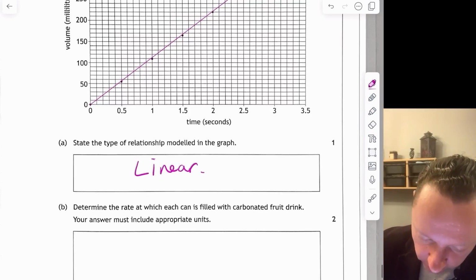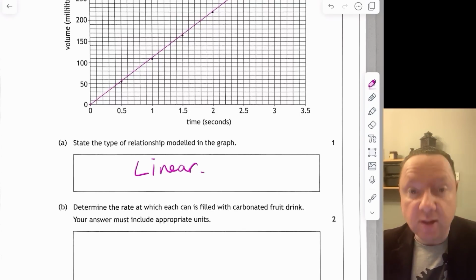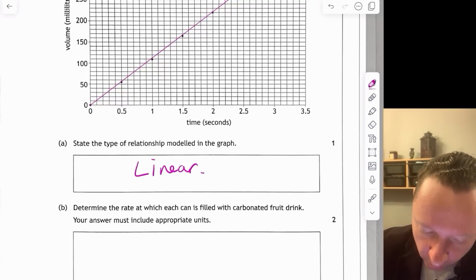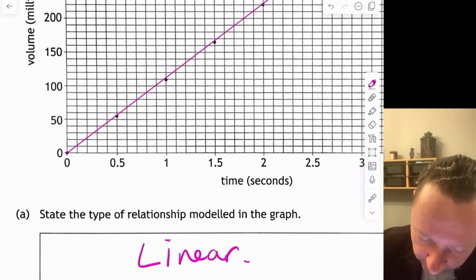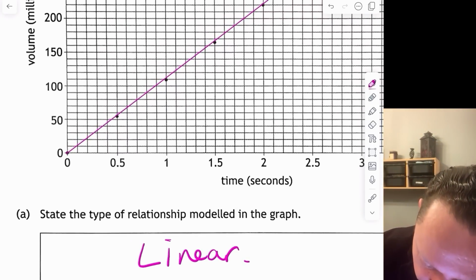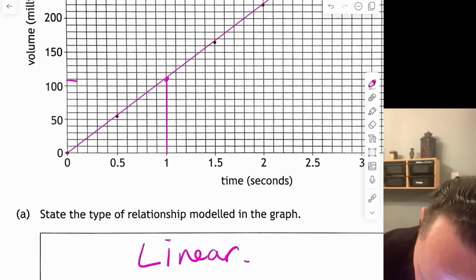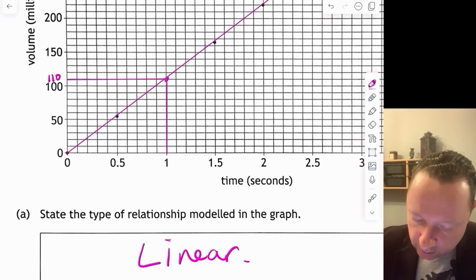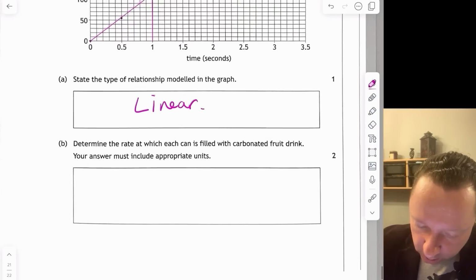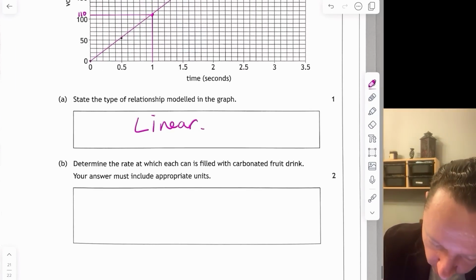Determine the rate at which each can is filled with carbonated fruit drink. You must include units. So rate is the same as gradient. I want to know how many milliliters per second. So I'll pick a point that I can read. So one in the corner, that one's good. Well, that's good, it lines up with 1. And make sure you get this really right. It is not 100, but it's going up in 10, 20, 30, 40, 50. That's 110. So really the rate is 110 over 1.